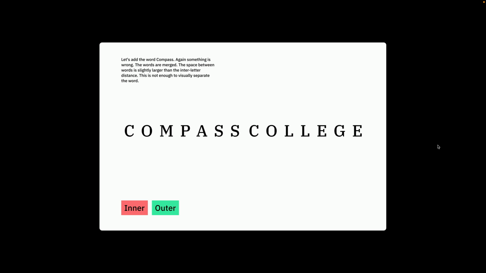We balance the internal and external in this word. Let's add the word compass. Again, something is wrong. The words are merged. The space between words is slightly larger than the inter-letter distance. This is not enough to visually separate the word.